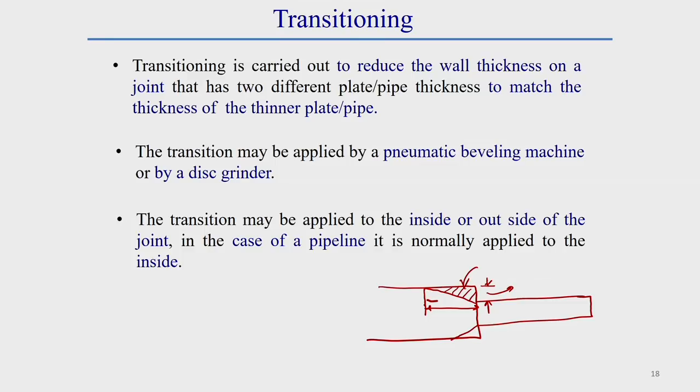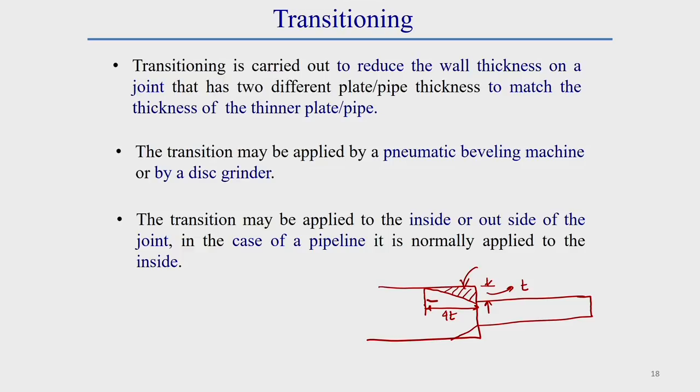Here one thing we should know, if this thickness reduction is T, let us say this thickness reduction is T, then this length from where we should start transitioning should be minimum 4T length. That means we should start this tapering 4T length ahead of the joint region, 4 times of T beyond this weld location. So why it is required, that also we should know.